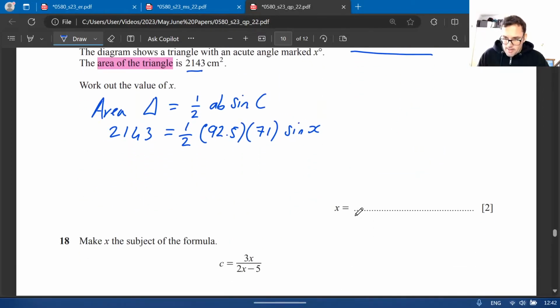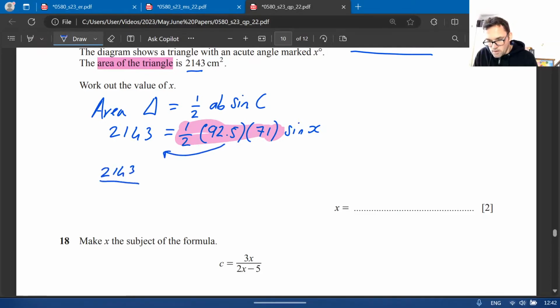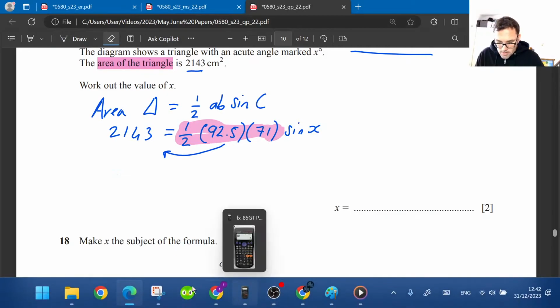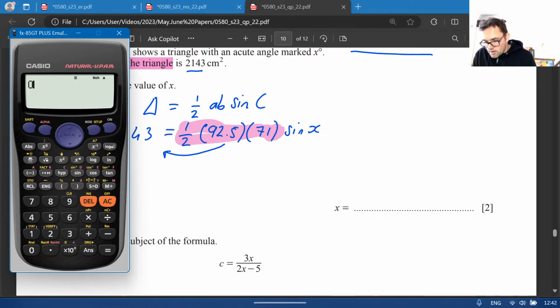Right. So, how are we going to find X? Well, all of this is being multiplied with sin. So if I move it to the other side, we need to divide it. We can work it out actually beforehand. Let's do that. Let's see what it gives us. Hopefully it isn't some crazy decimal. Okay, a half, 92.5 times 71. Yeah, not crazy about it. 3283.75, just unround it.